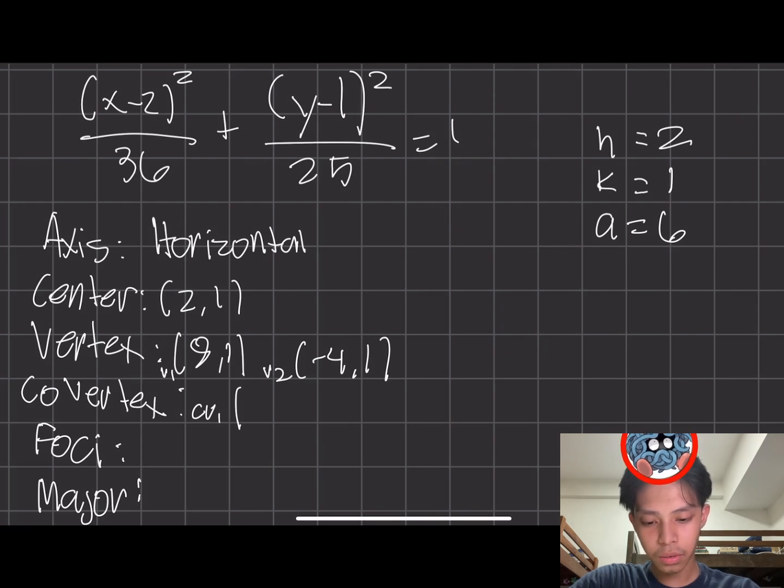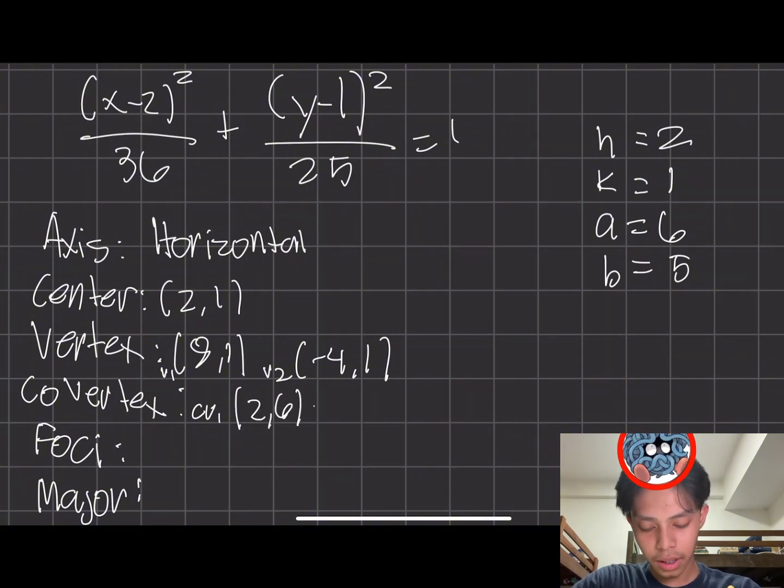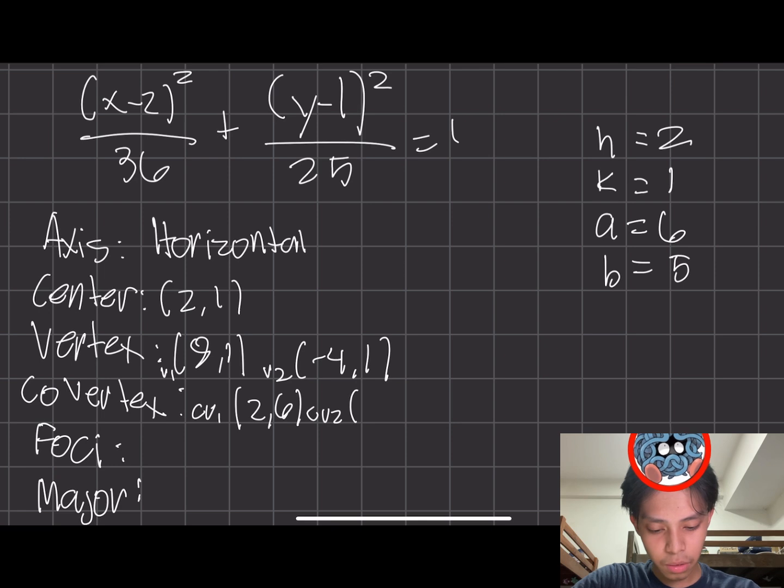So for the co-vertex, we have to find the b first. How do you find b? We find the square root of 25 in the y-axis. So the square root of 25 is 5. And we write b equals 5. For the co-vertex, we add it on the left hand side. 5 plus 1 is 6. Copy 2. Co-vertex 2 is copy 2, comma, 5 minus 1, which is -4.